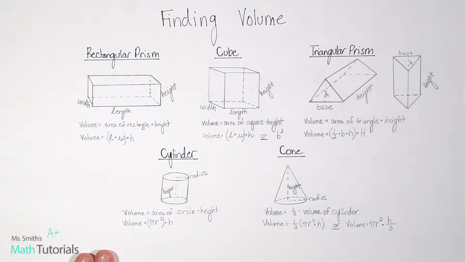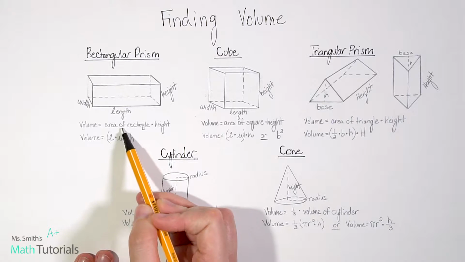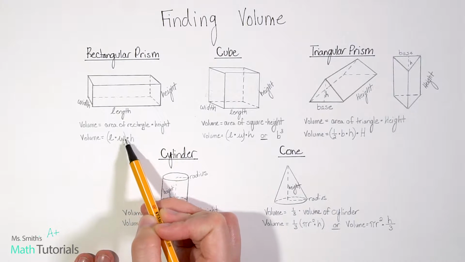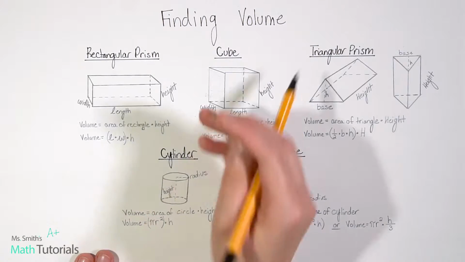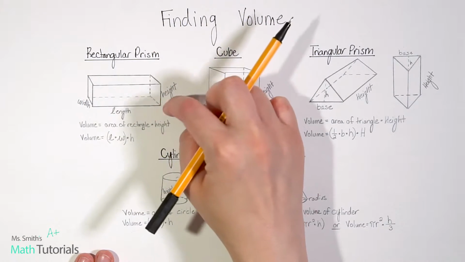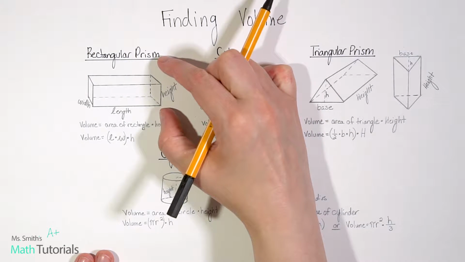If you don't have that memorized, that's definitely one that you want to memorize to keep in your math toolbox, if you will. Length times width. That's how we find the area of a rectangle. So we take that area of the rectangle, which I've shown here in parentheses, length times width, and we just multiply it by how high the object is, how tall it is. So we've got this flat base, and then just how high it goes.